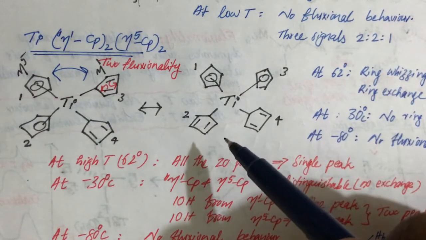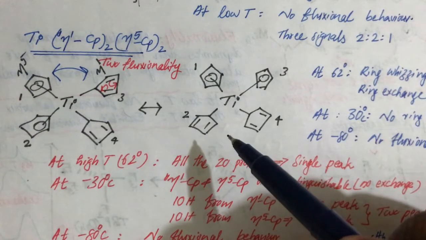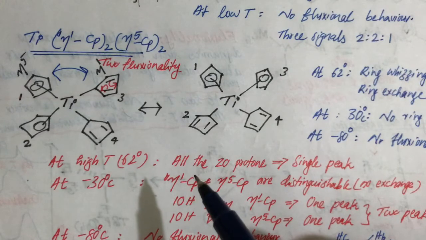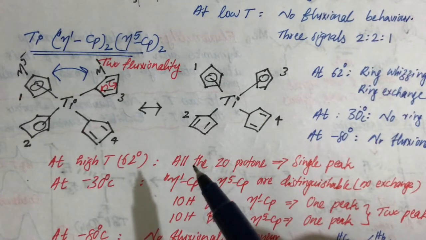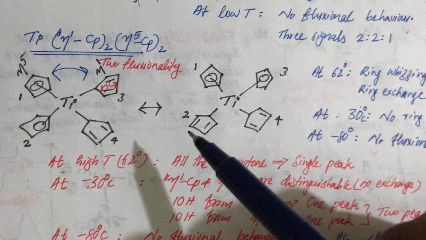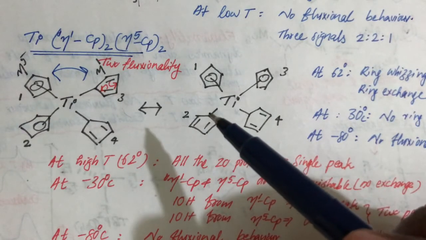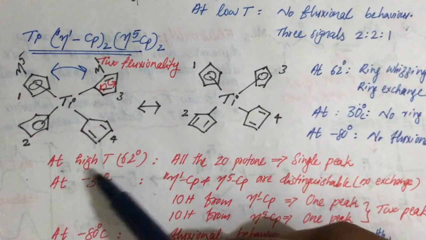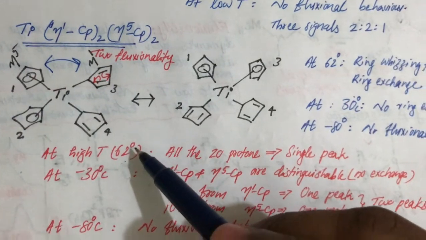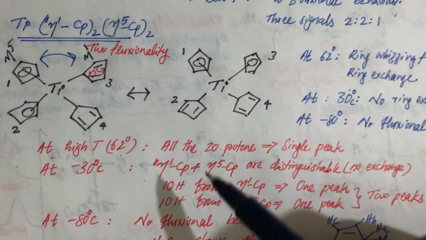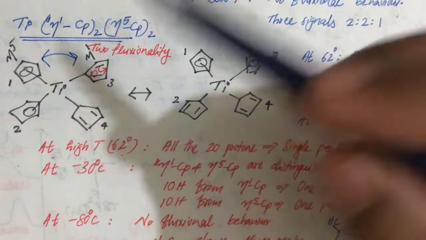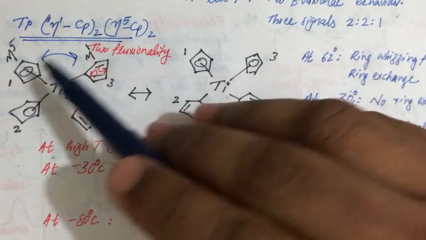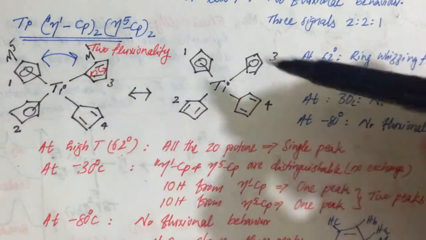NMR. In general, at low temperature there is no fluxional behavior, so we can distinguish the hydrogens present in the ligand. But at high temperature, that is 62 degrees Celsius, 2 kinds of fluxional behavior take place: ring exchange as well as ring whizzing.